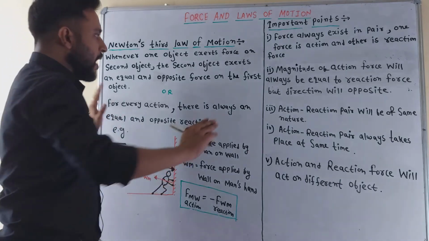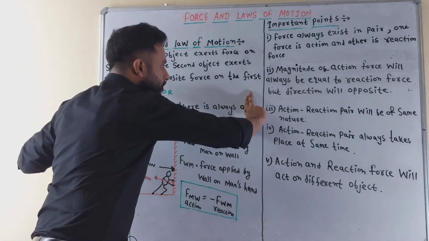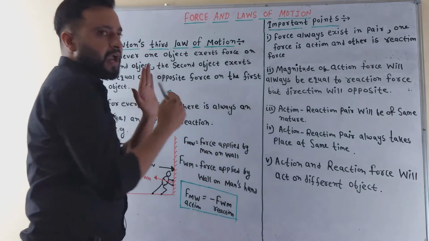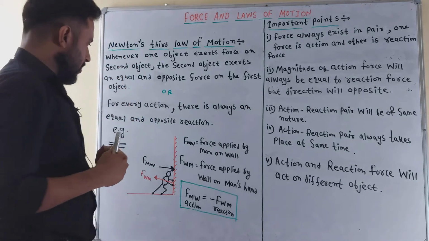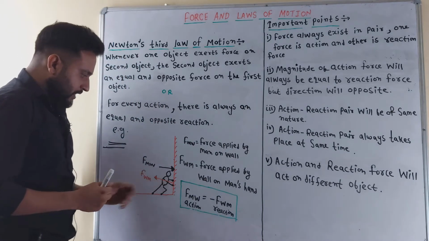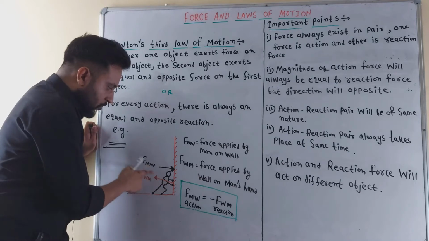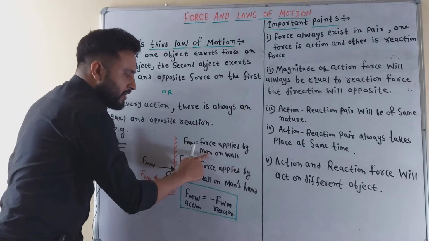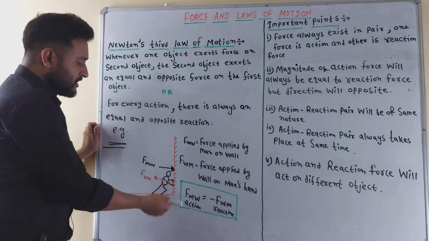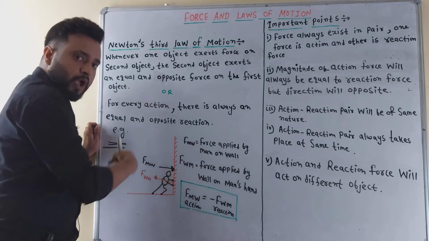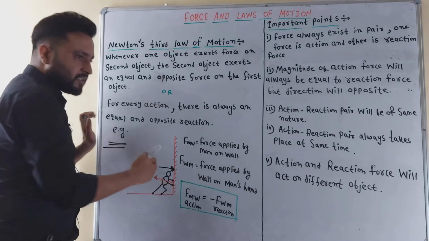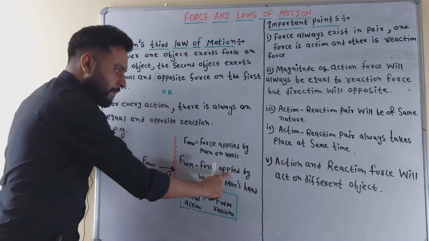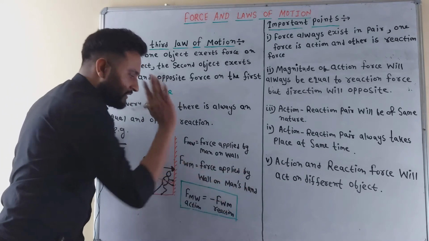For example, if I am applying a force on this board with my hand, then this board will also apply the same force on my hand or on my palm. For this, I draw an example. Here, this man is applying a force FMW on this wall. FMW means force applied by the man on the wall. Then this wall will also apply the same force on this man's hand, and it is given by FWM. Here FWM means force applied by the wall on the man's hand.